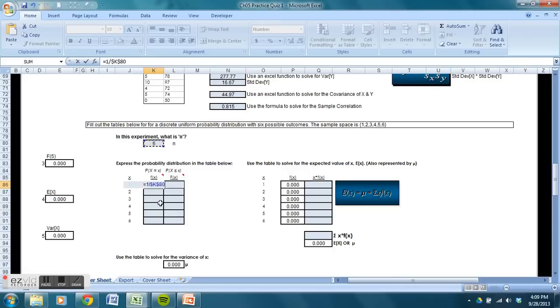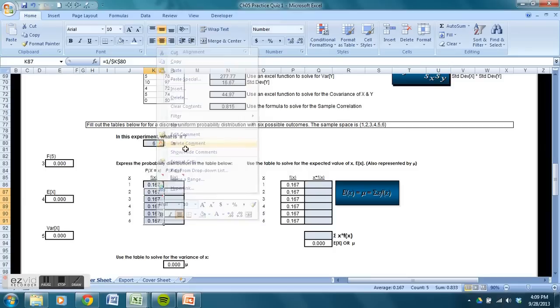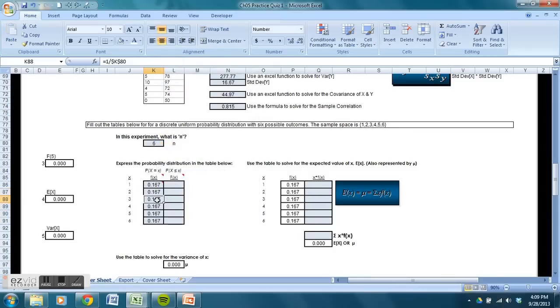I'm going to put my dollar signs in there to lock it in, and let's copy this down. Comment locks goes with it. Just highlight all these and delete the comments. There we go. So this cell right here represents f of 3, the probability of the outcome being 3, 1/6.